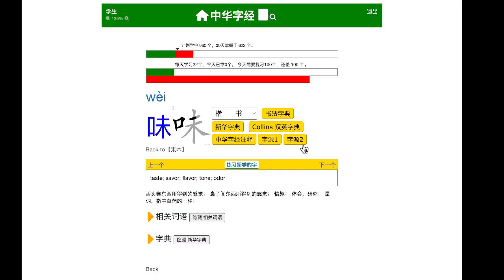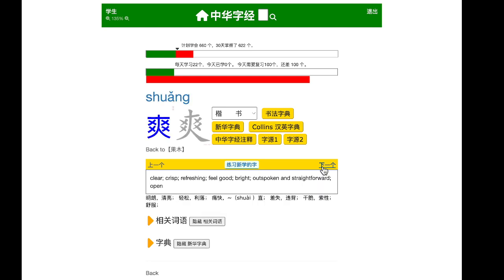Wei. This on the right also reads wei, but that wei is the wei in weilai, like the future or things yet to come. You put a mouth on the side, and that tells you that we're talking about something related to the mouth. In this case, eating. The taste or the flavor of something when you eat it can also refer to the odor to the nose or the tone to the ear. But primarily this is the taste to your tongue.